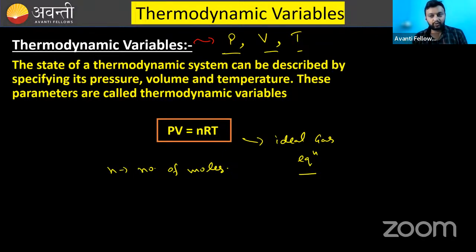Everything is known to you. I think you have studied that in chemistry. So PV = nRT. This is the ideal gas equation. Very important equation. This is going to be used a lot of times in our discussion. Moving further.